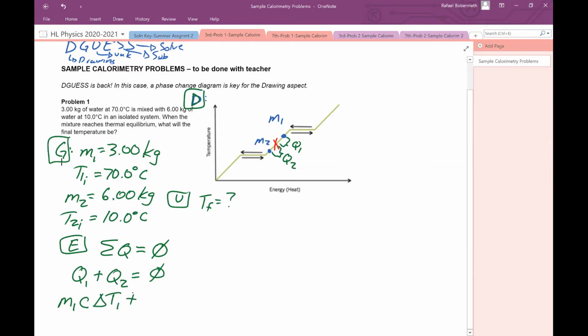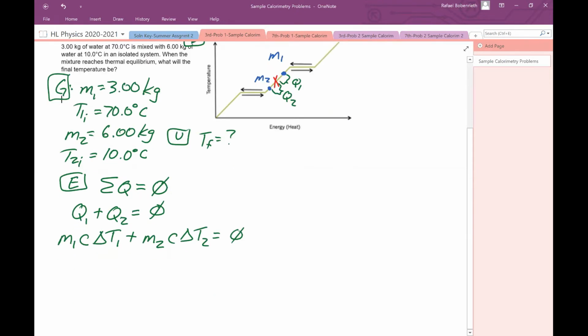Similarly, for substance 2, it's also undergoing a temperature change. There's no phase changes in this sort of scenario, so it's going to be a similar equation just applied to it. Its mass times the specific heat capacity of liquid water, times its temperature change. And all that has to equal 0.